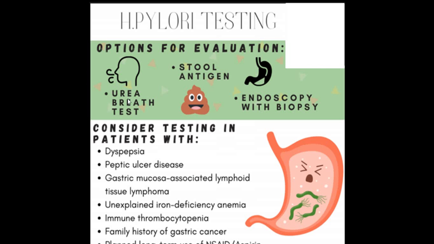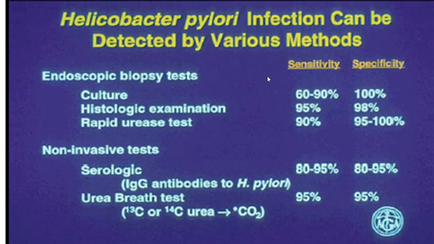Yes, the most common tests done in everyday practice are the urea breath test, stool antigen, blood antibody, and endoscopy with biopsy. We already mentioned persons with dyspepsia, peptic ulcer disease, MALT syndrome, unexplained iron deficiency anemia, thrombocytopenia, family history of gastric ulcer, and persons on long-term use of NSAID or aspirin. You should do an H. pylori test. So, endoscopic biopsy, and non-invasive technology.